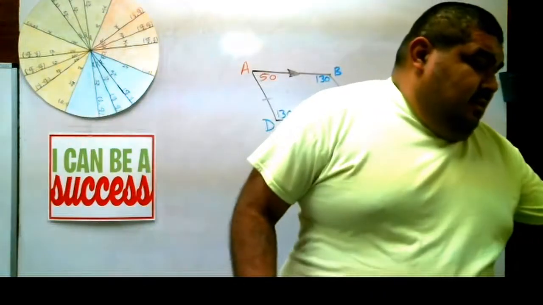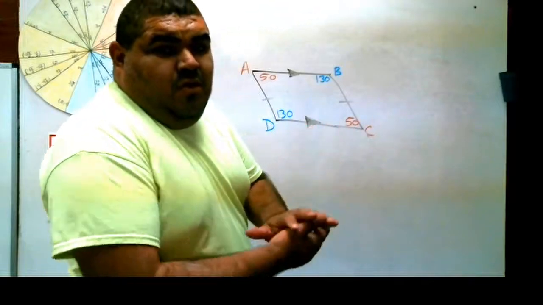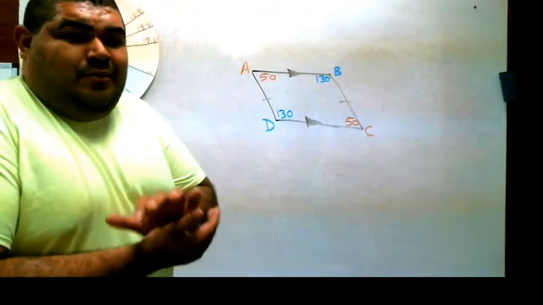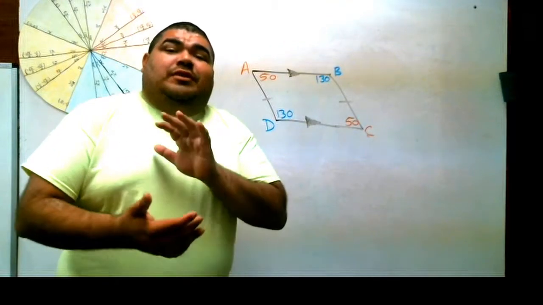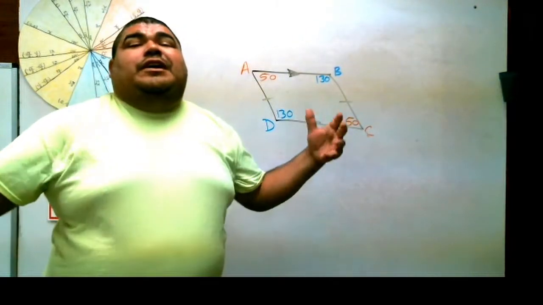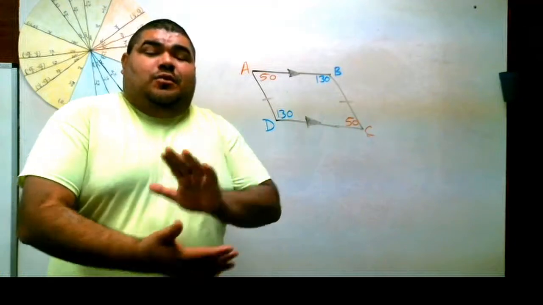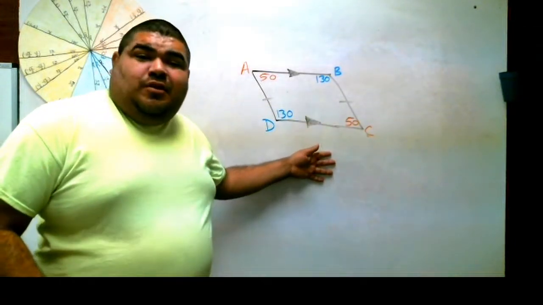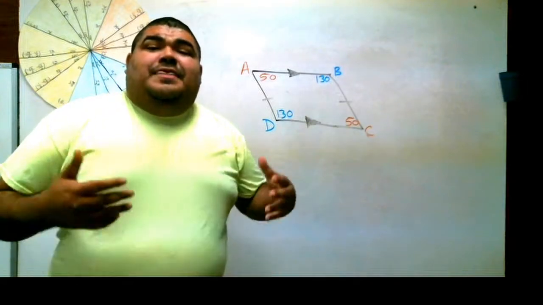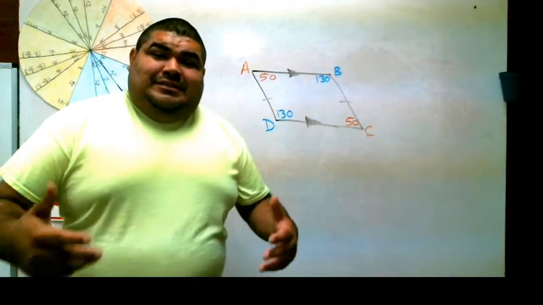Hint, guys. All quadrilaterals, okay? Meaning all shapes have four sides, or should I say four angles. A square, rectangle, a rhombus, a parallelogram, trapezoid, they all equal 360 degrees, okay?